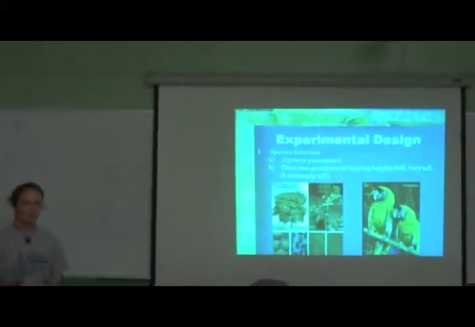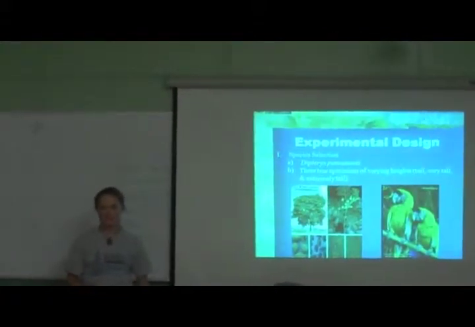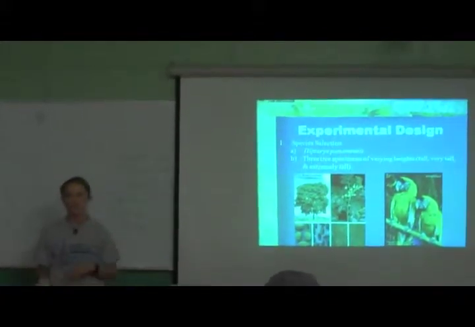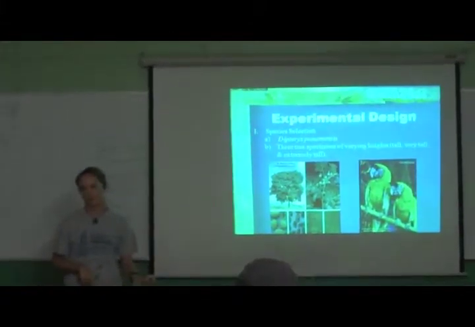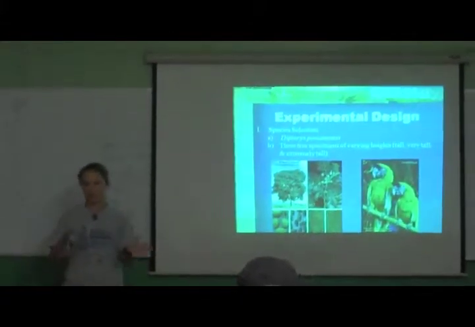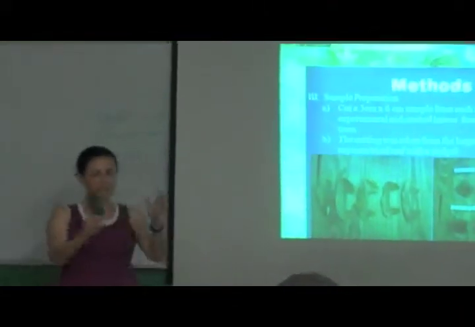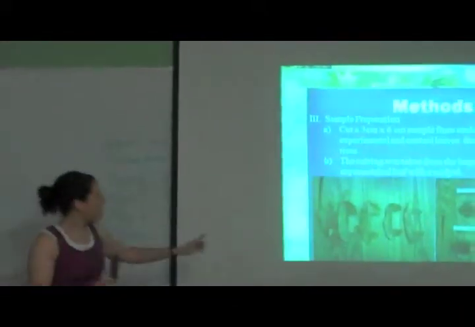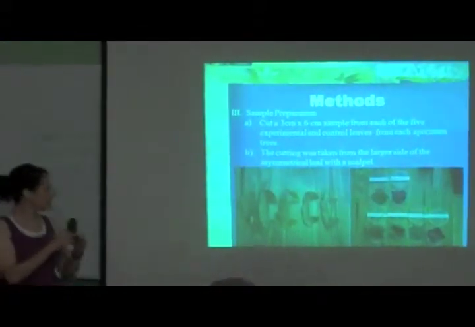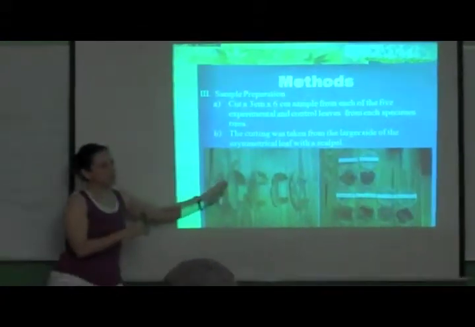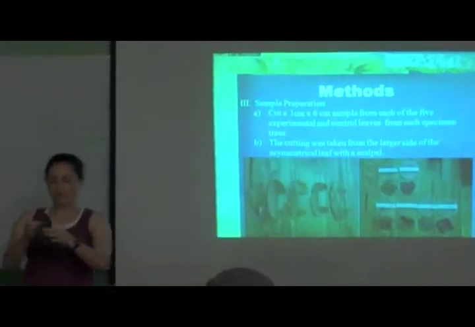So what we did for our tall tree, instead of picking 5 tall trees, we picked 1 tall tree and we did 5 leaves from that same tree, and on and on to the control, and 5 leaves that were experimental. And what we did here is we had part of a card, we cut out 3 by 6 centimeters, and for each of our leaves, our control and our experimental, we found an area on the leaf.